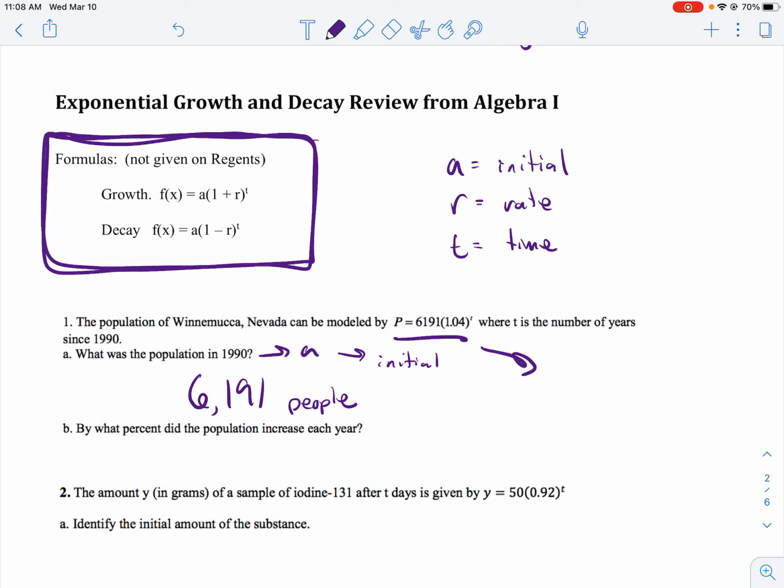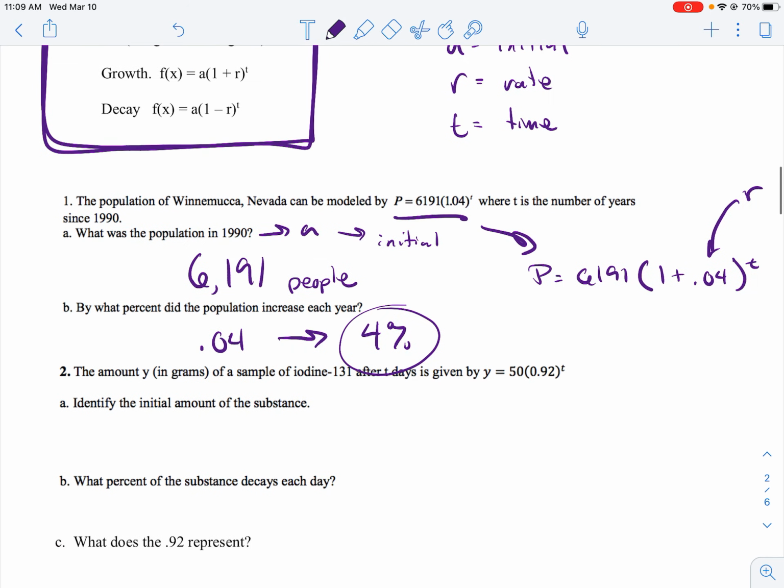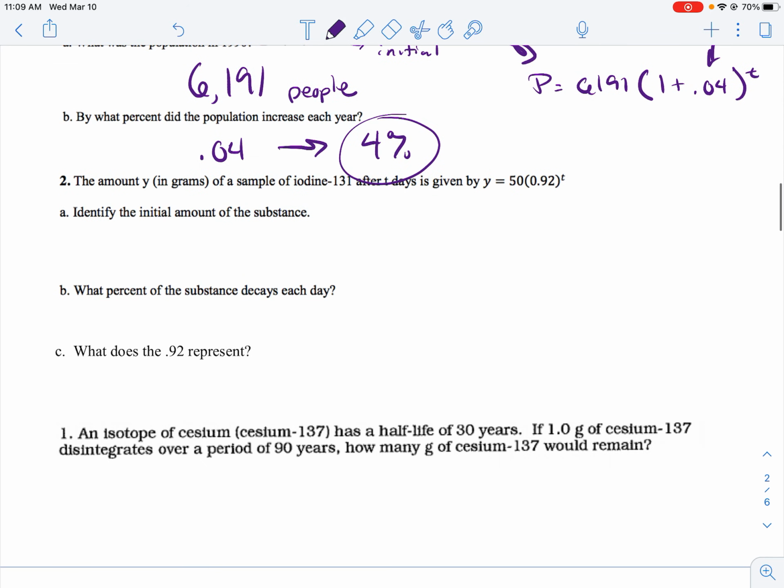Okay, and then by what percent did the population increase? To get a better picture of that, I'm going to rewrite this like this. When I write it like this, you can see that our rate, or our R, is 0.04. Or, since we're talking percentages, 4%. And so when it's a growth problem, whatever is being added to that 1 is your rate here. Okay? All right. And the next one.